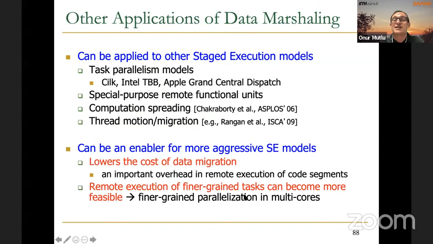And it can be an enabler for more aggressive, finer-grained parallelization in heterogeneous systems, because this sort of idea lowers the cost of data migration in general. And data migration in general has an important overhead in remote execution of code segments. And remote execution of finer-grained tasks can become more feasible, which can enable finer-grained parallelization in multi-core and heterogeneous systems in general. Okay, I said a lot over here, but I think we've covered a lot of this earlier, so I'm not going to go into details again. Okay, so I think I've summarized.